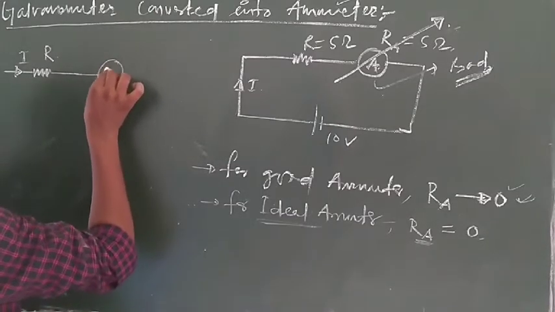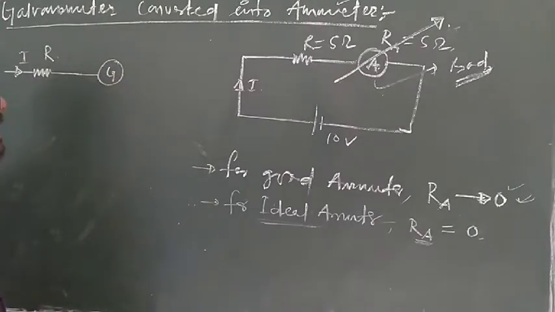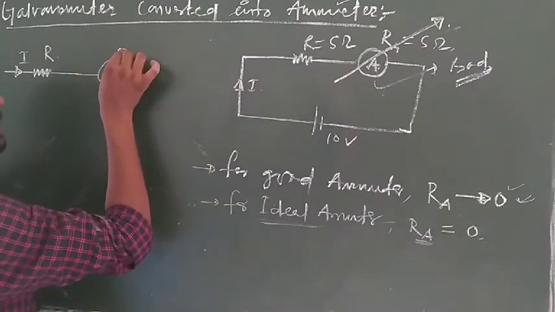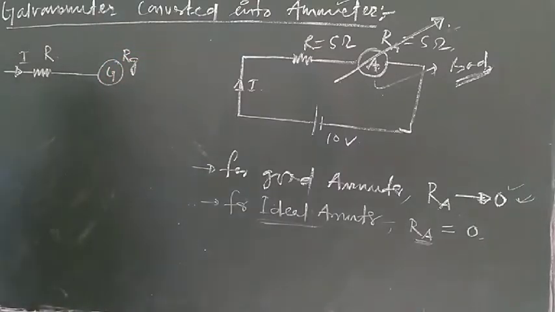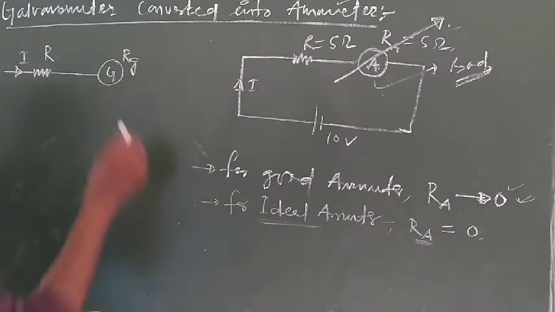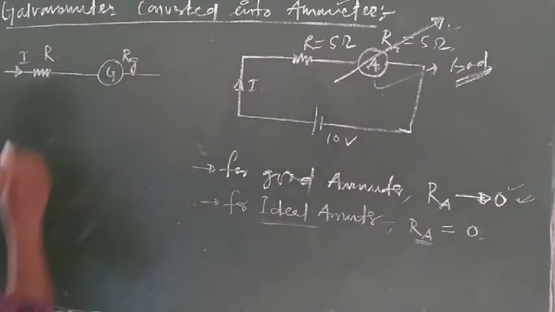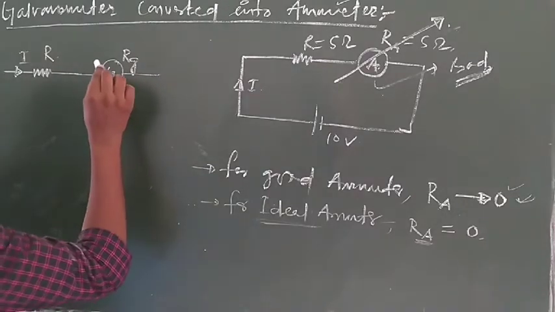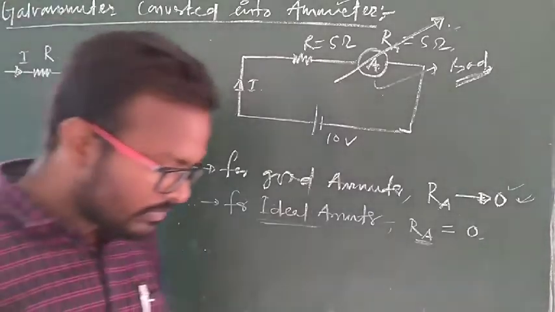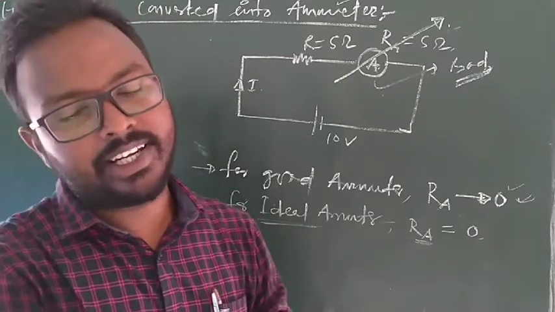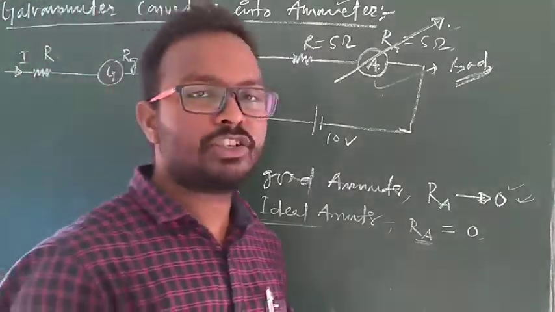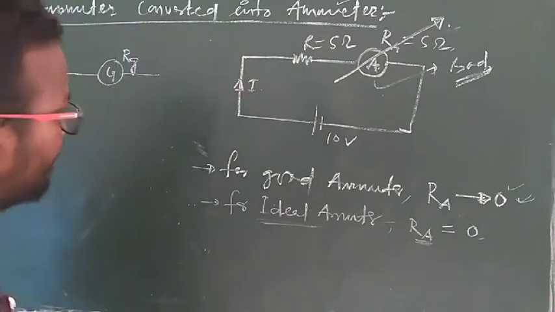Suppose there is one galvanometer and its resistance we write as Rg. What is Rg? Rg means the resistance of the galvanometer. Clear? Okay. Now the galvanometer shows deflection for a small amount of current. That is the meaning of a galvanometer. That means it can measure a very small amount of current.